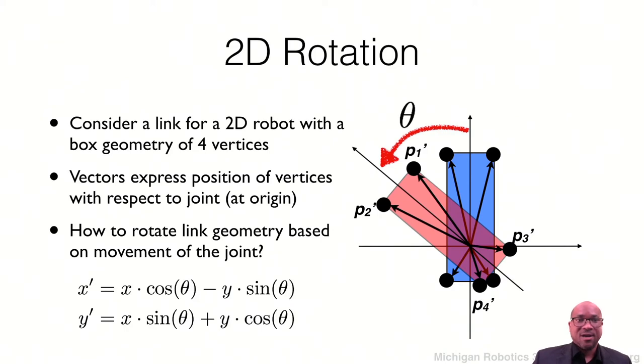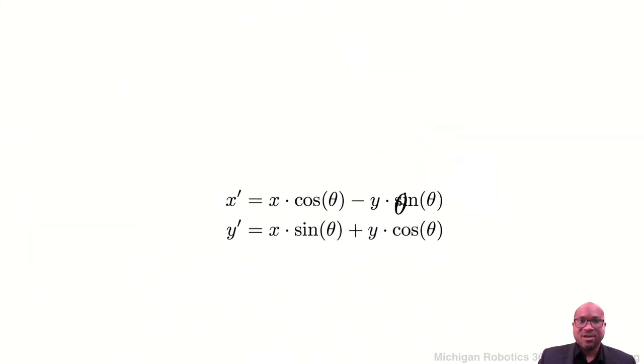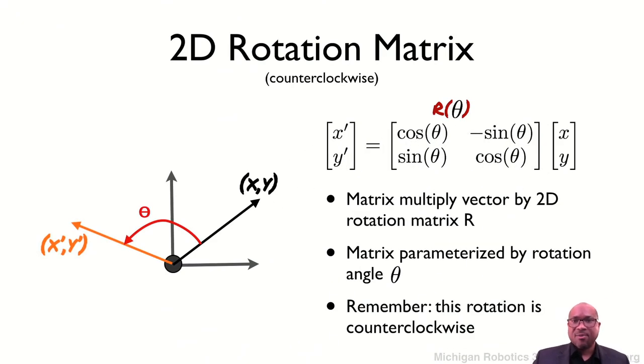And so we can take this algebra and express it as a matrix multiplication. We could simply take our existing point, the x, y of that, and multiply it by this matrix that is parameterized by an angle theta. Once we have that angle, we can instantiate this matrix, perform the matrix multiplication, and get our x prime, y prime that is going to perform this counterclockwise rotation.